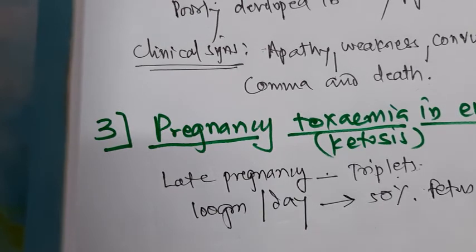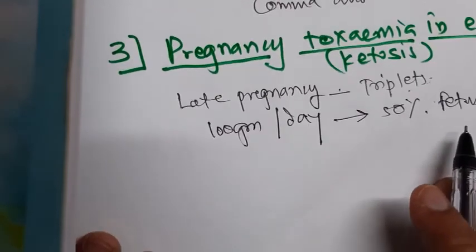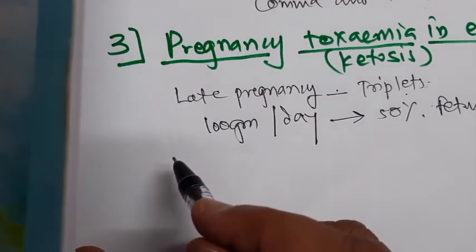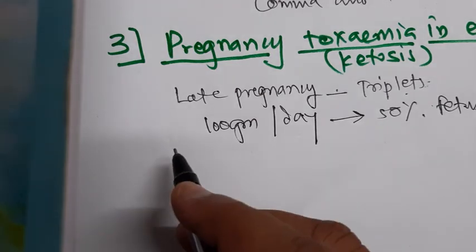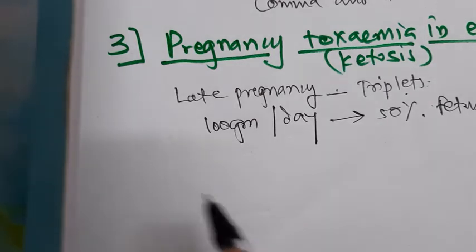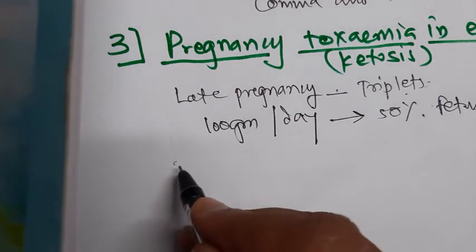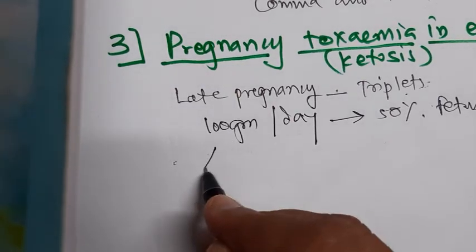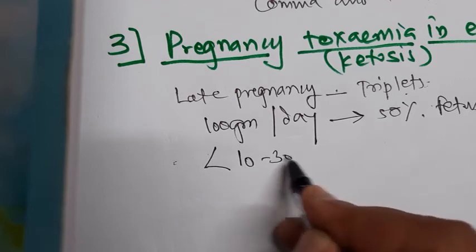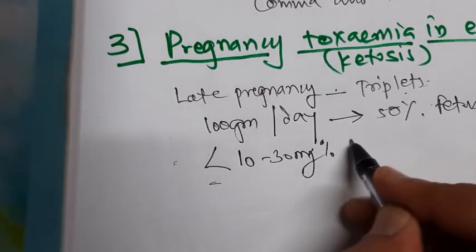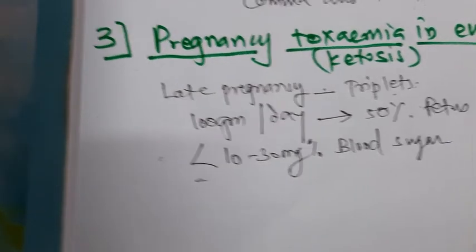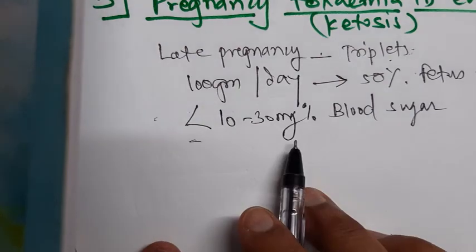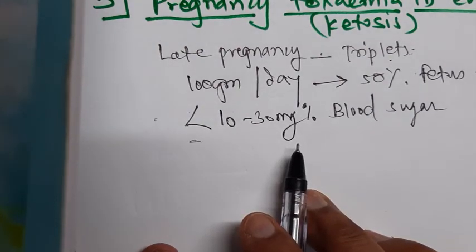So if the number of fetuses is more, such as triplets, such a condition takes place in ewes, and mortality is noticed. The blood sugar may go below, less than 10 to 30 milligram percent. Okay, and this results in various clinical signs and then death.